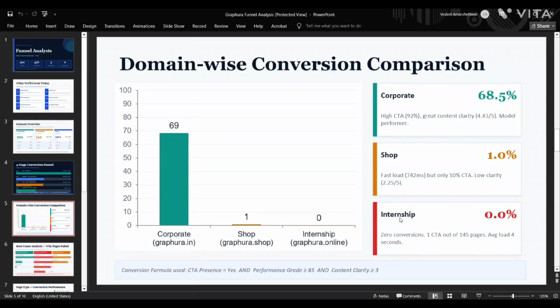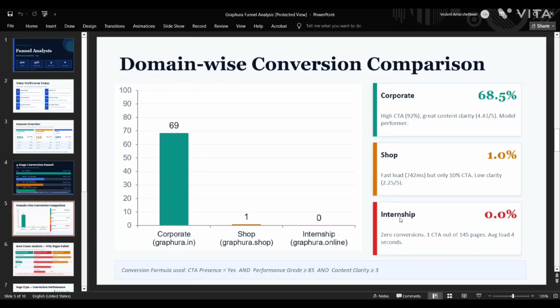So basically, we have now compared domain wise. This slide presents a direct comparison across all 3 domains. Corporate is at 68.5%, shop is at 1%, and internship is at 0%. Basically, corporate success is driven by 3 factors: 92% CTA presence, excellent content clarity of 4.43, and a load time of approximately 1 second. The internship site is the most critical case.